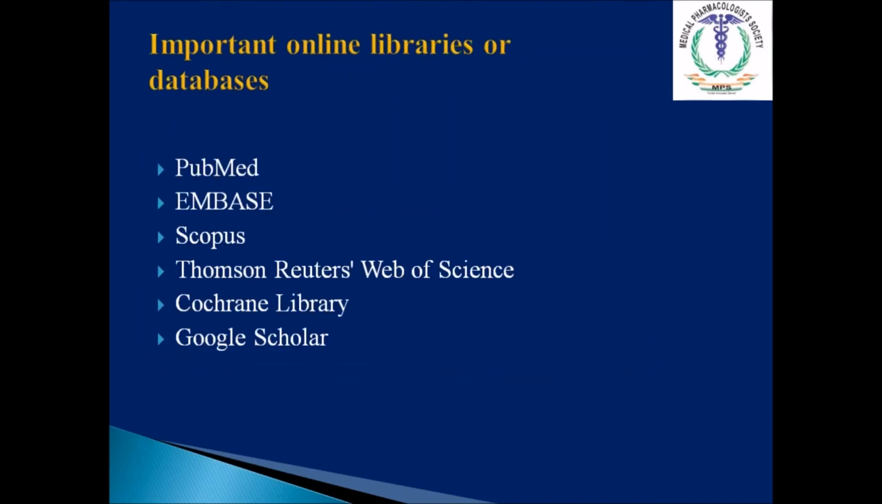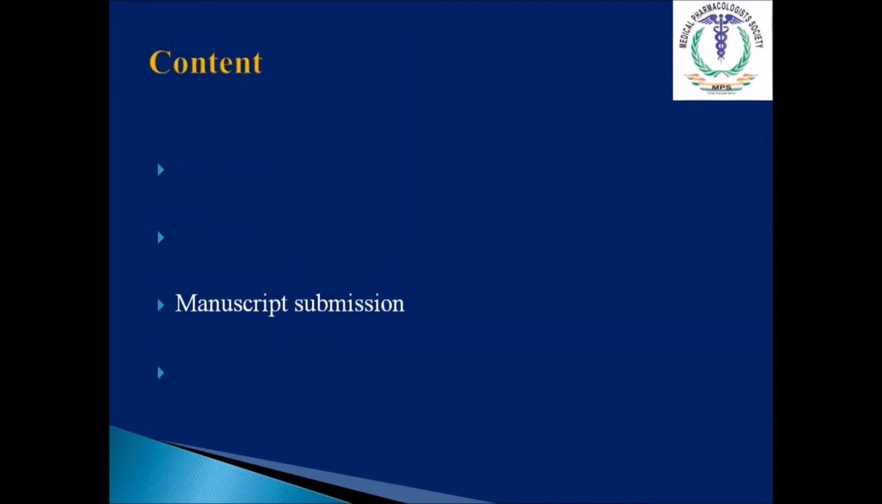Next. From where we get these references, there are several databases available. One of the most common databases that we follow is PubMed. We can use Embase, Scopus, Thomson Reuters Web of Science, Cochrane Library, or Google Scholar. So from all of these, you can choose any of the libraries or all of them to get your references and cite them.